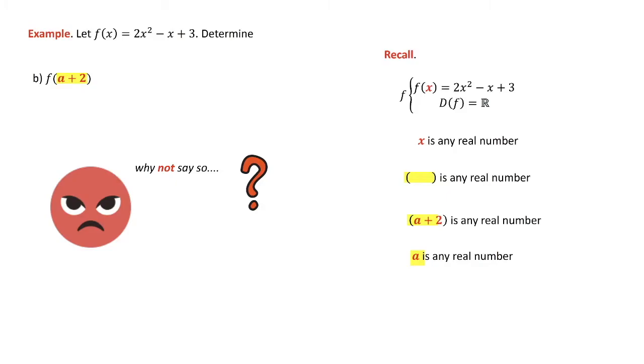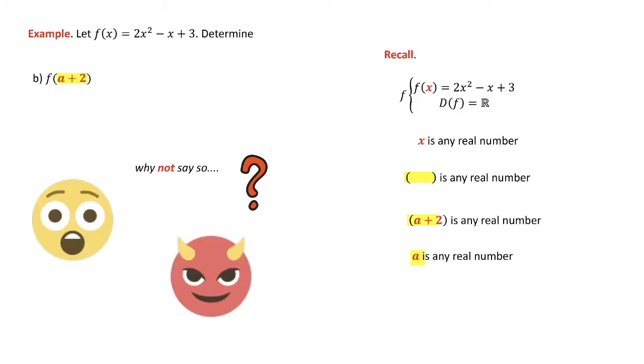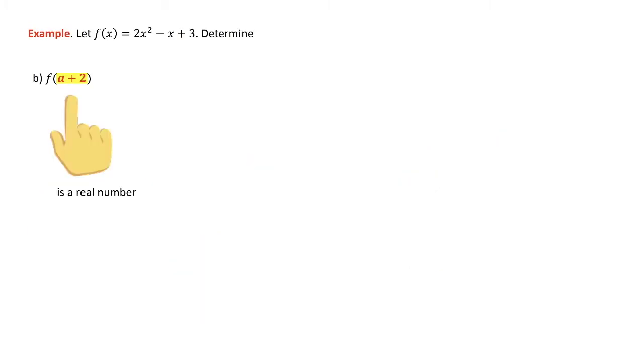Why don't we come out and say A is a real number? We probably should. I don't know. It just makes me feel good to harass you. So that's a real number.